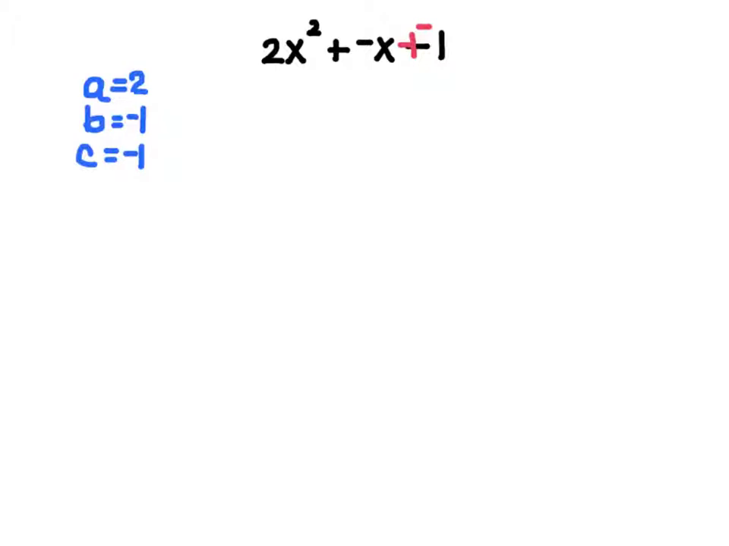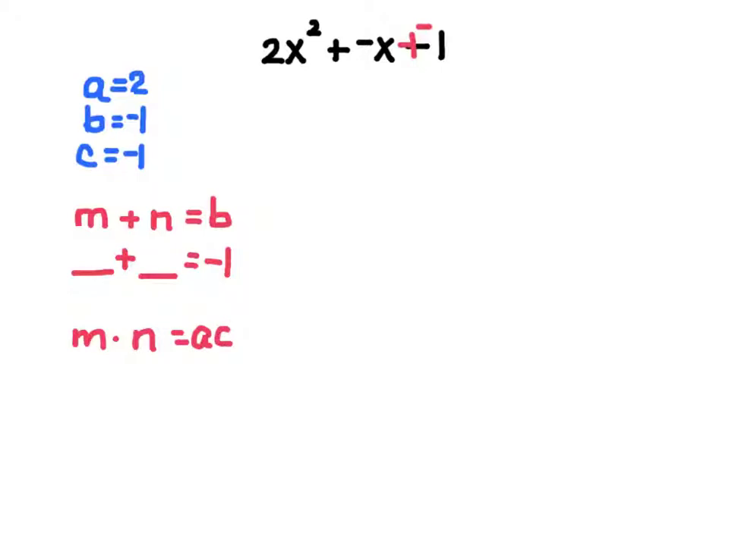Okay, we need to find m and n such that the sum of m plus n is b. So we're going to take whatever we find for m and n, add them together, and they'll equal b, which is -1. And then we want to multiply m times n, and that will be a times c. So when we find m and n, their product is a times c, which is 2 times -1. So it's -2.